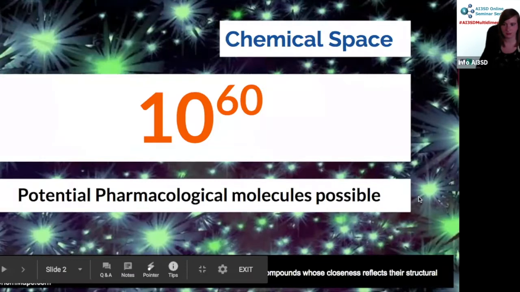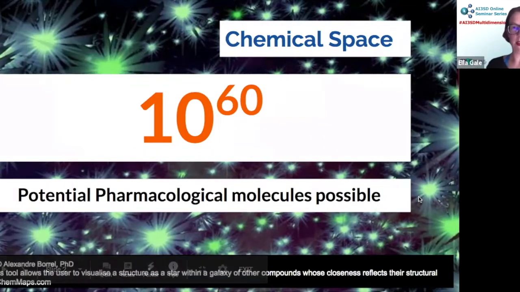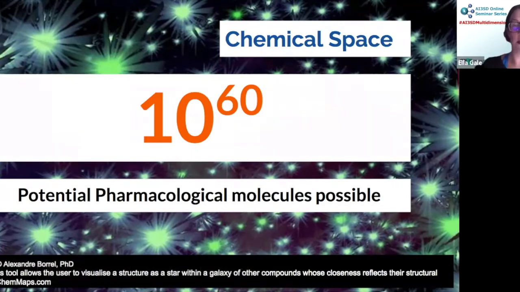Okay, so what do we mean by multidimensional data or multidimensional space? I will talk about that in this talk, but the problem we have in chemistry is there is a humongous chemical space of things we could make. This number here, 10 to the 60, is the number of all the potential pharmacological molecules that are possible to be made. This is too many to make in the lifetime of the universe.